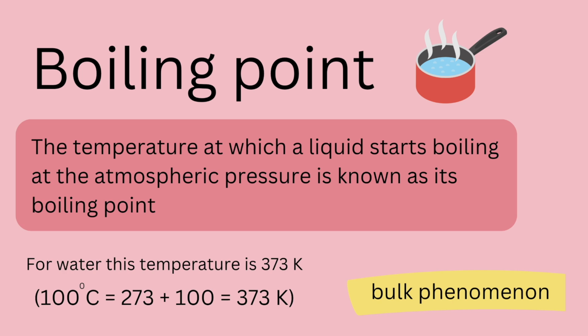So when you convert this to Celsius, it would be 100 degrees Celsius, because when you are converting from Kelvin to Celsius, you subtract 273. So 373 minus 273 gives you 100 degrees Celsius. At 100 degrees Celsius, water starts converting into water vapor under atmospheric pressure. This is the boiling point of water. I hope you are clear with the concept of boiling point.